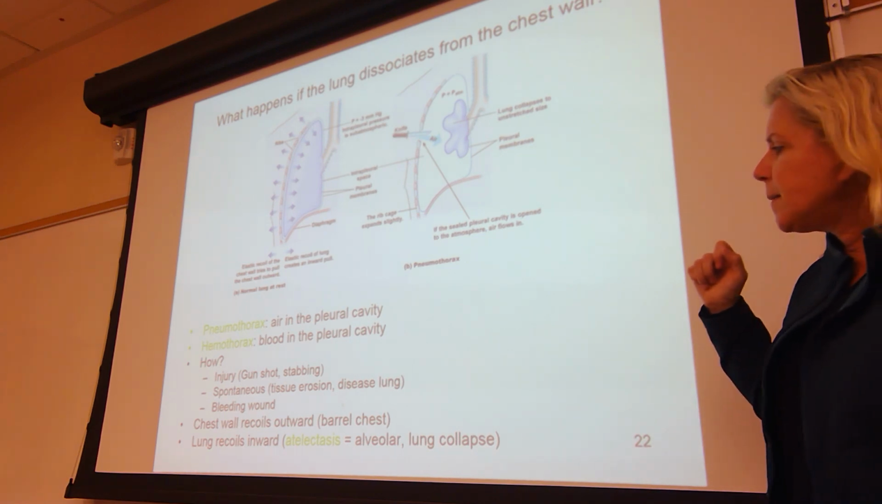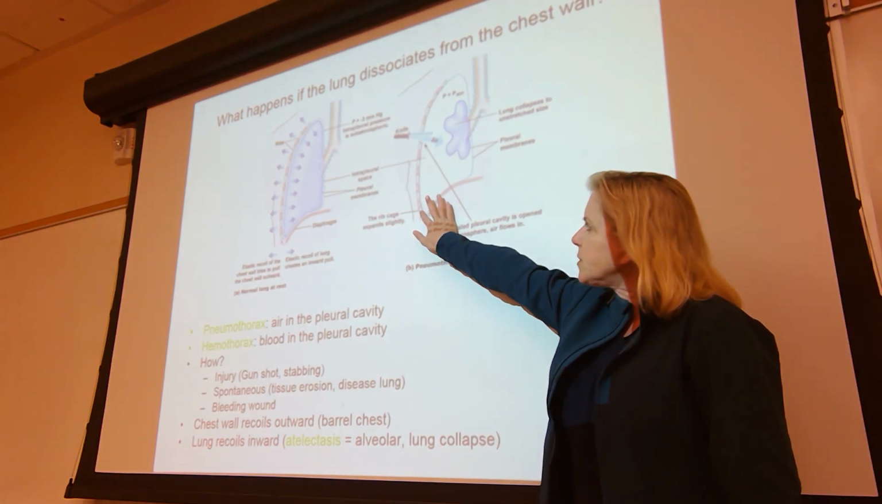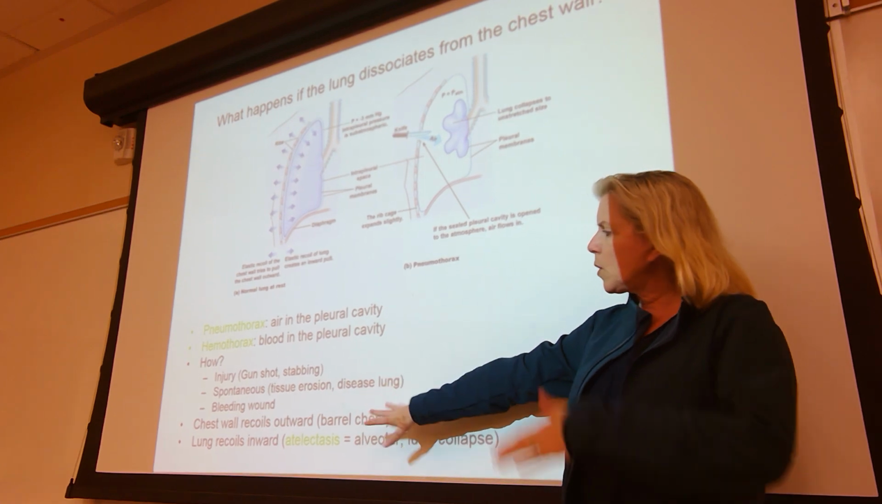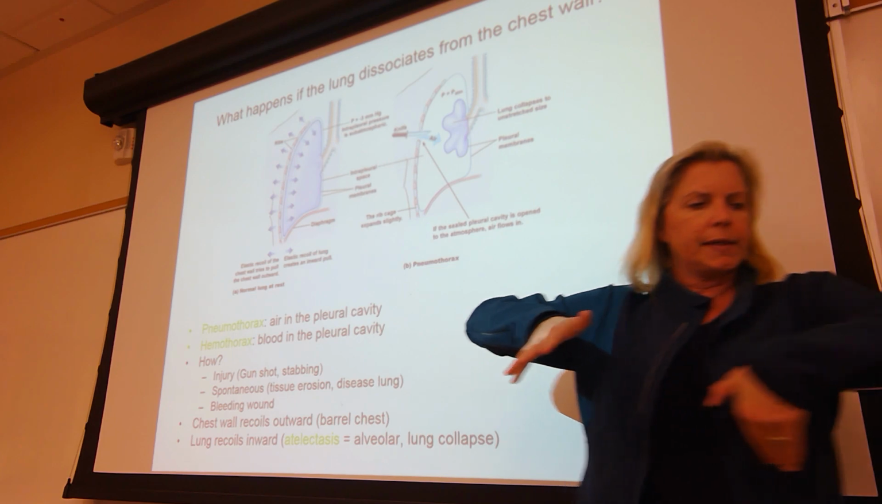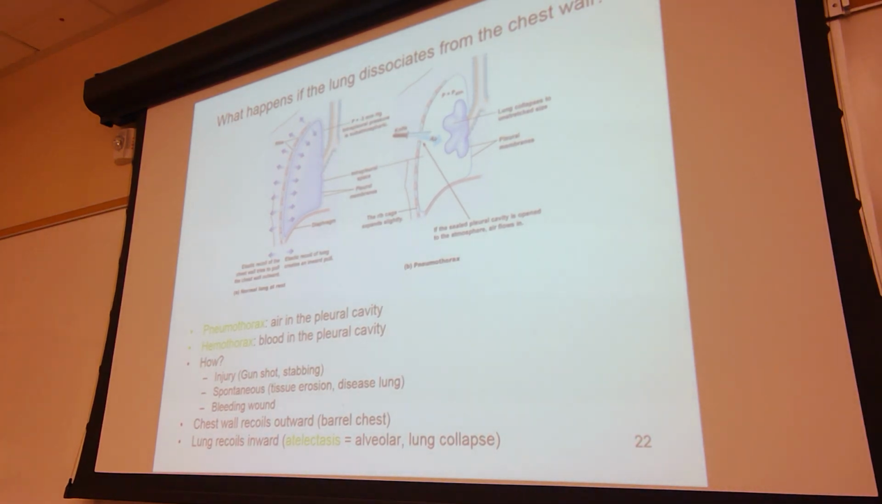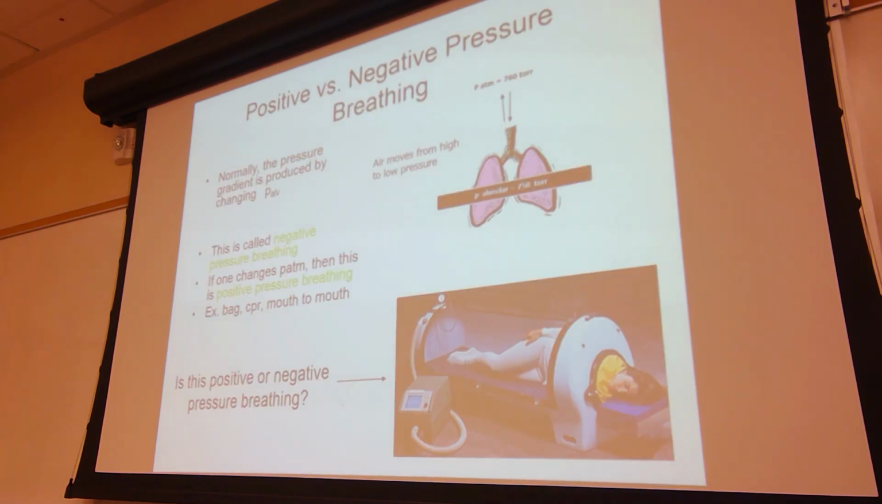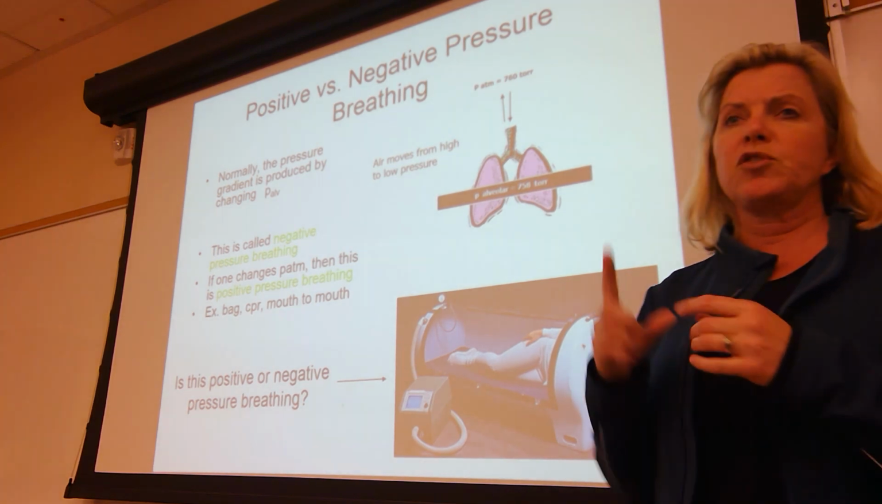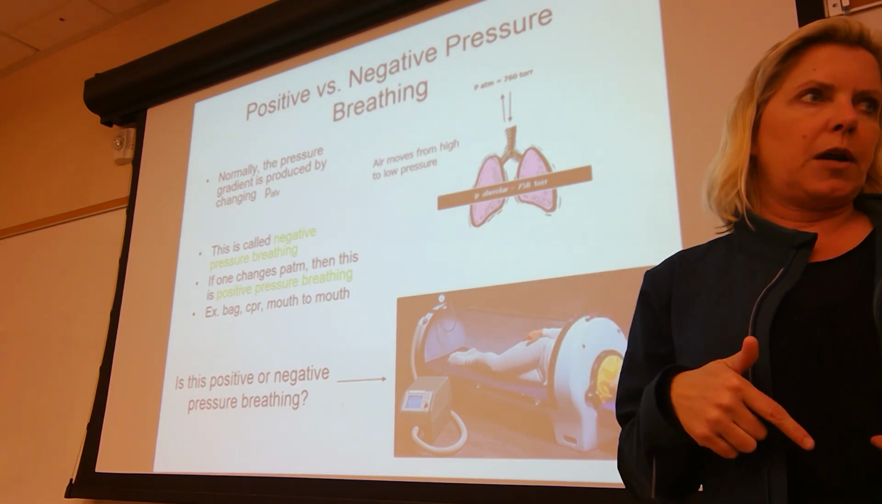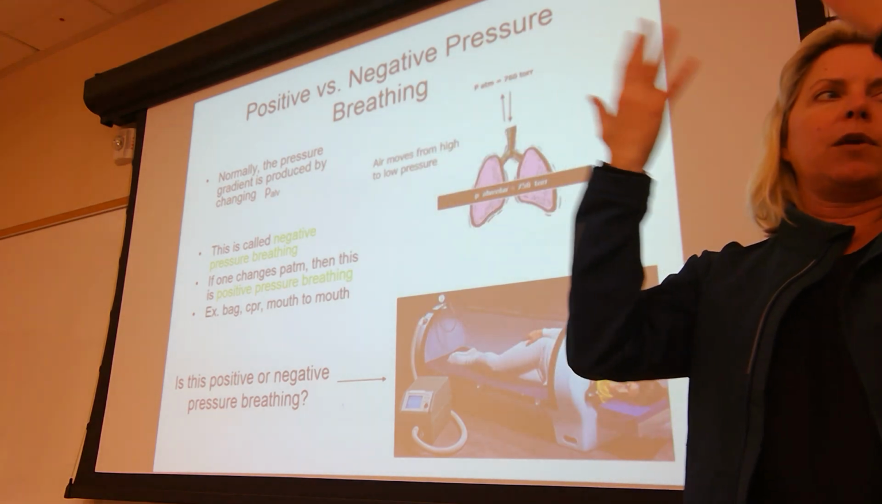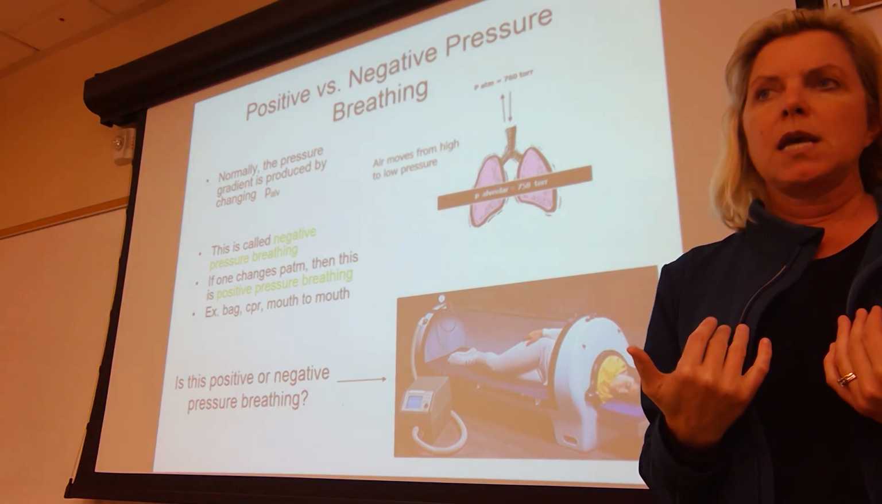Let's see. When we have any sort of disruption in that cohesive property, we should know by now the chest wall is going to recoil out and the lungs will recoil in. We no longer have the ability to have the lungs change their volume anymore. So we breathe through negative pressure breathing. We create a volume change first, leading to a negative alveolar pressure, and then the air flows into our lungs.